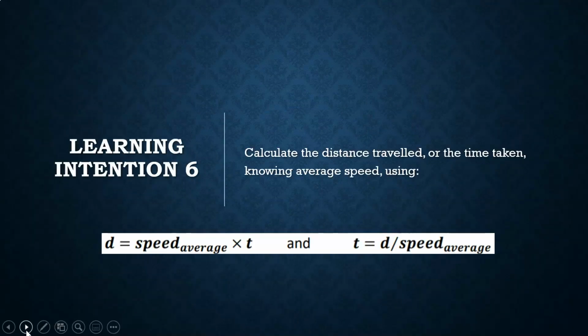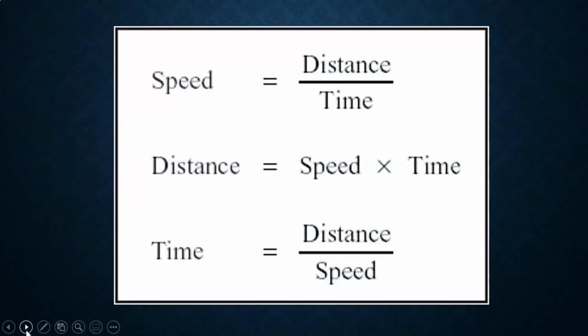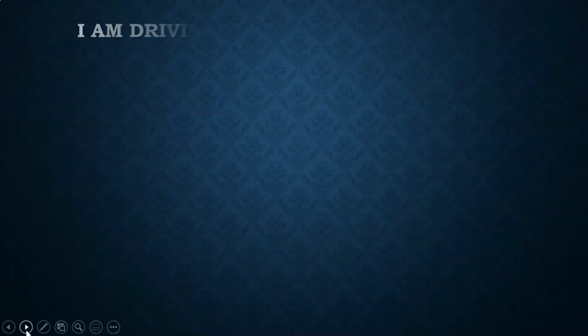Learning intention number 6, calculate the distance travelled or the time taken knowing the average speed using these different formulas. Okay, so this is where we need to be able to rearrange our speed calculation to find distance or time, and there are your formulas there.